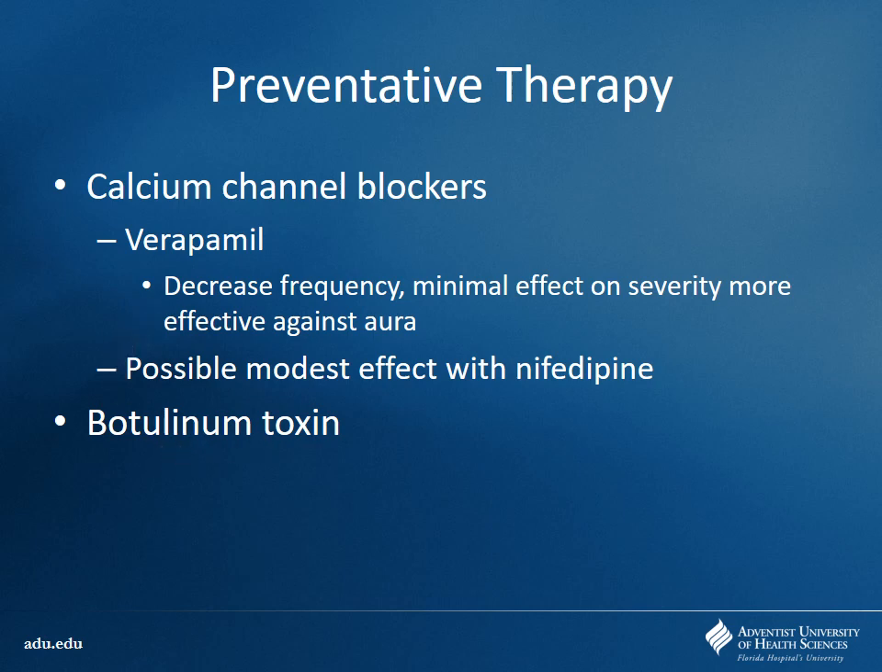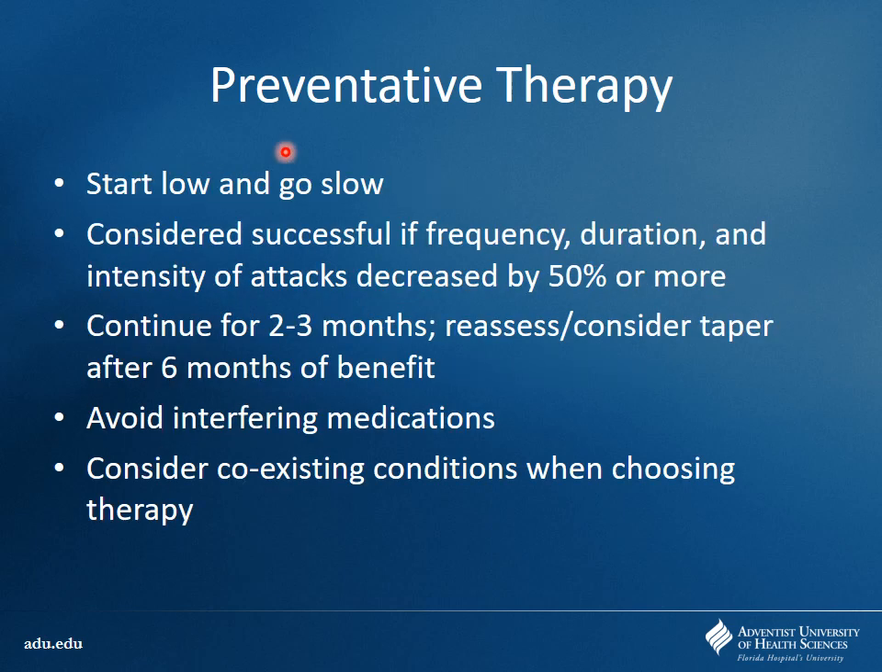And then botulinum toxin can be useful, especially if they have very tense neck muscles that lead to their migraines. That can be very useful to have those injections there to loosen those muscles up and hopefully prevent the migraines from happening. So for some patients, select patients, they might get some benefit from that. Again, like I mentioned, start low and go slow with most things.